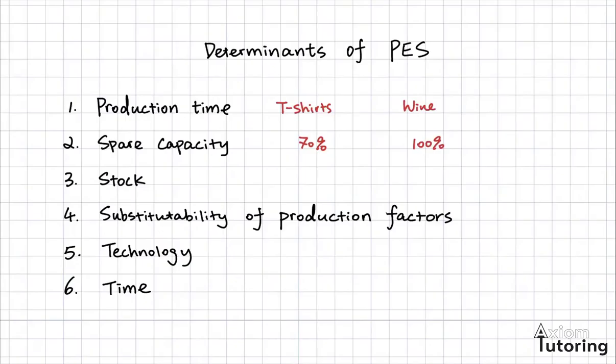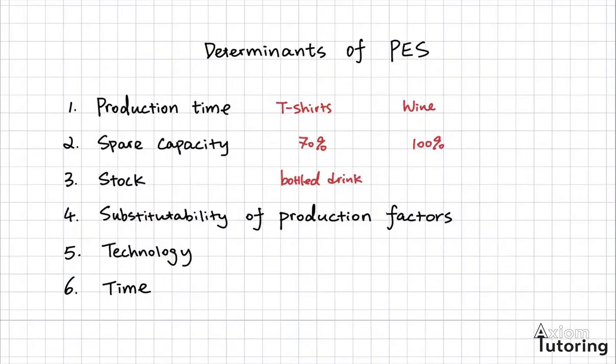The third determinant is stocks or inventories. Firms that hold finished products can quickly respond to price changes by releasing existing stocks. A high PES example is supermarkets with large inventories of bottled drinks. If the price rises, they can immediately sell more from stock, so supply is highly elastic.